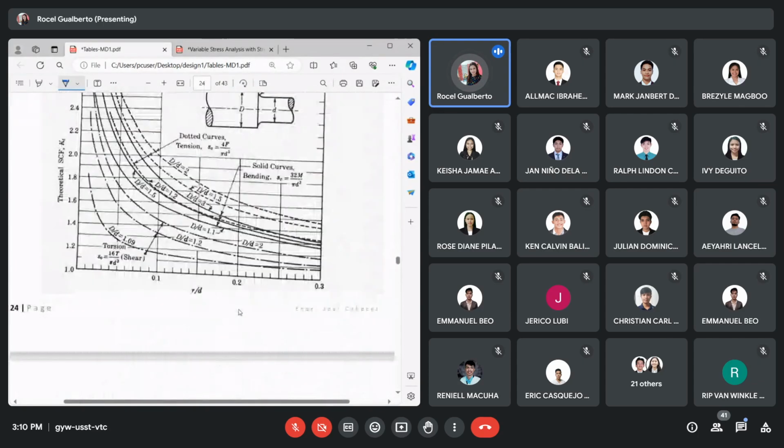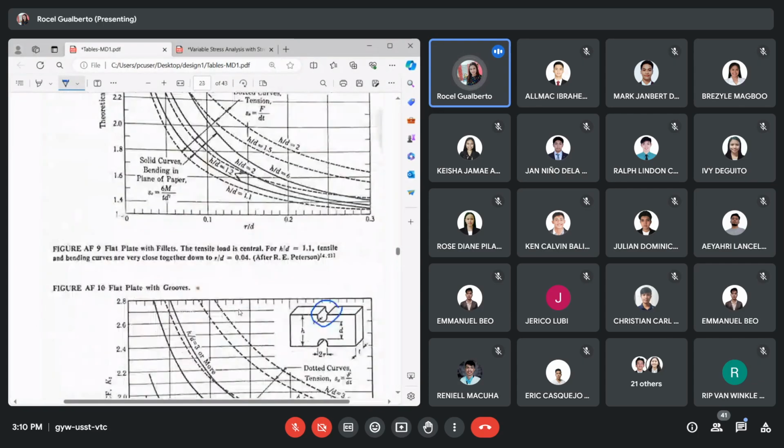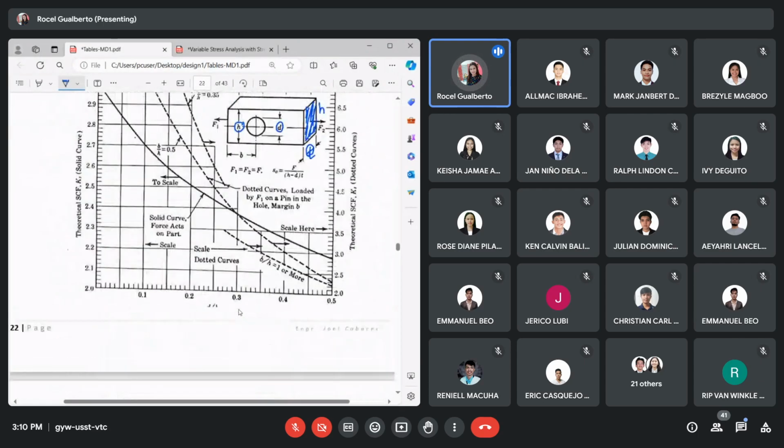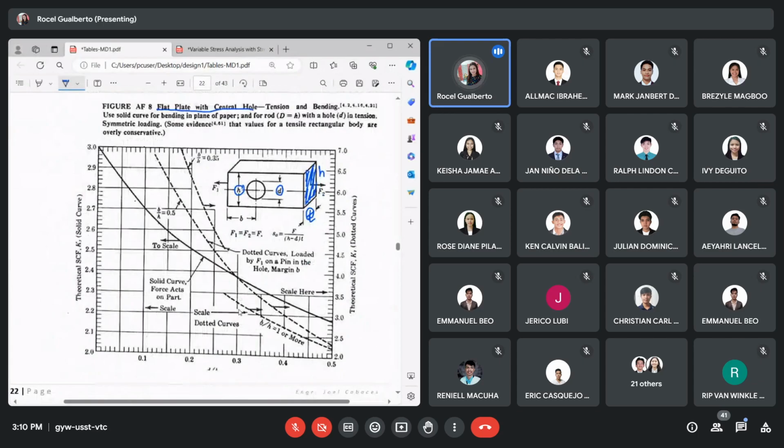You choose first. Now, how do you obtain the value of Kt? Take for example AF8, a flat plate with a central hole. What you look at first is the x-axis, which is d over h, the ratio between the diameter of the hole and the height of the flat plate. You need to know this d over h first. Then you bring it to the curves. Our curves are of two kinds, dotted and solid.